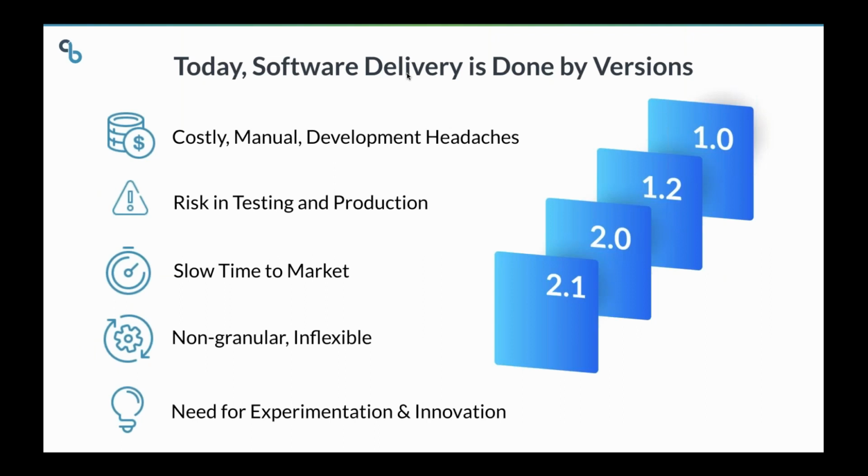So now that we know what feature flags are and how to implement them simply, the question comes up, why do you want to use feature flags? A big part of that is that today, a lot of software delivery is done by versions. The process of getting a new version of your code out into production, getting a new feature release out there, can be a very cumbersome and very manual process. It takes big development teams sitting around making sure all of your artifacts are grouped together correctly, flipping the right switches at the right time, and making sure that the production environment is looking good and running smoothly. And this process can be costly, very manual, and can lead to development headaches.